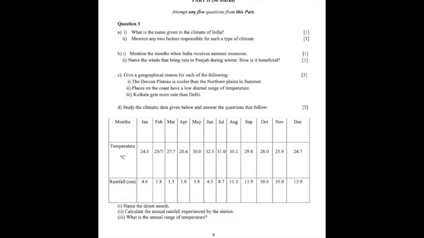So why did y'all write March? Because it's the least rainfall. Yeah, 3 centimeters. Then calculate the annual rainfall.